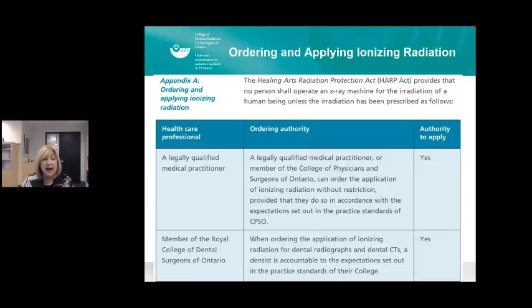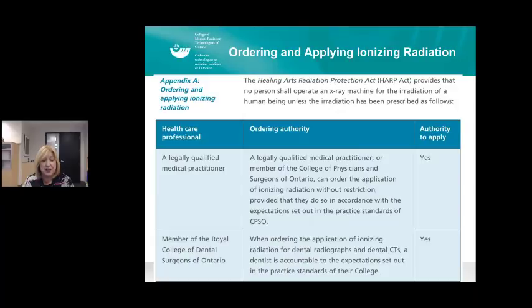What we've done in the publication is we have 3 appendices, and Appendix A talks about the ordering and application of ionizing radiation. So everything is up to date here, and you just have to go to this one place to find it all. So who can order?